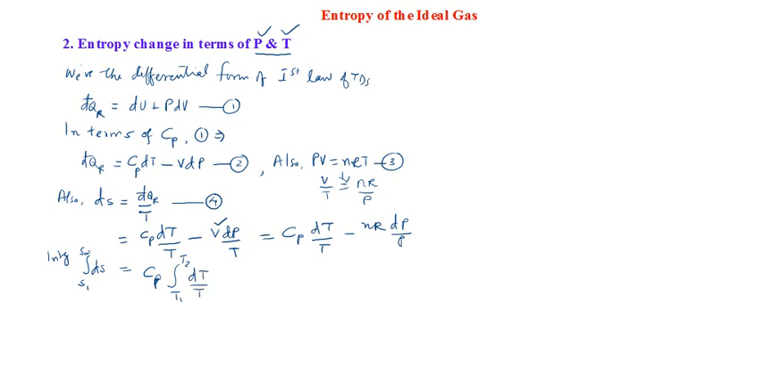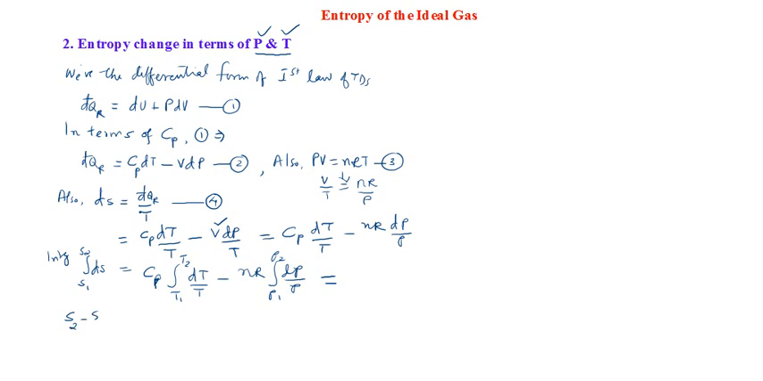You can skip many of these steps, it's all up to you. Minus NR, both are constant, integrating from, pressure is the variable here, dP is there, so I'll be writing from P1 to P2, dP over P. And you know what will be the result of this equation? That's equal to S2 minus S1. You can directly do that one.